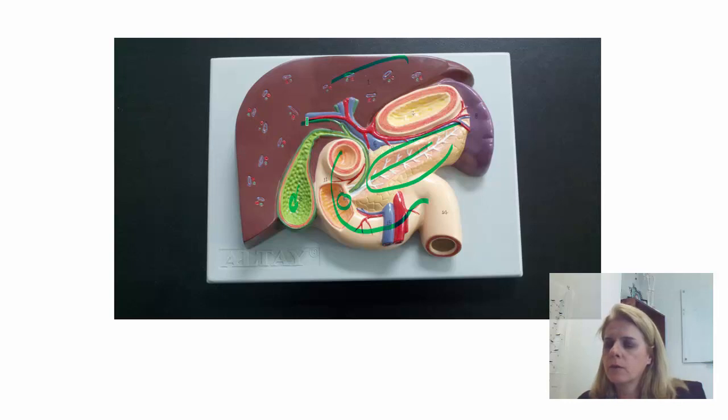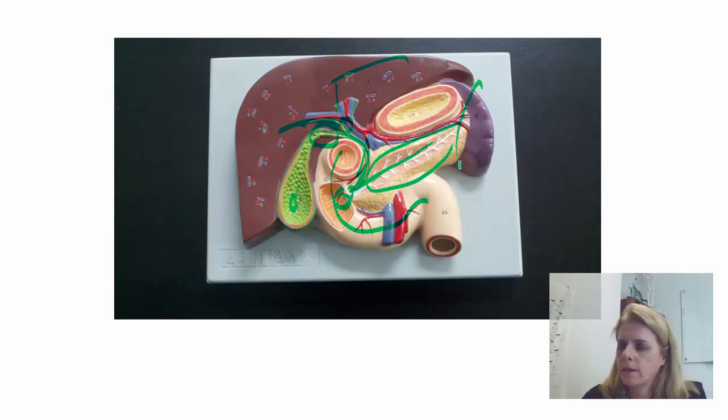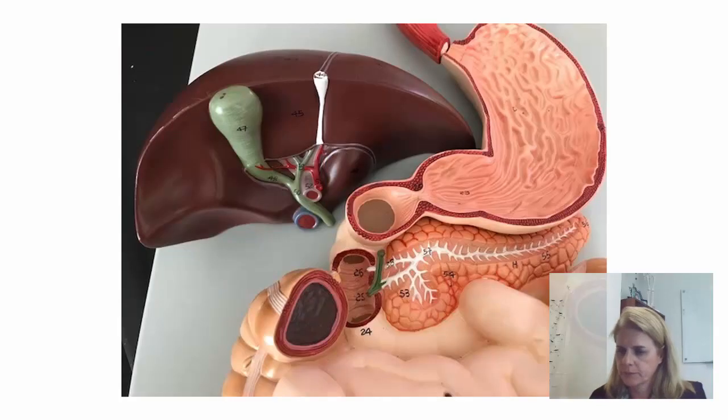Here's your right hepatic duct, and your left one's over here. They join together to form the common hepatic duct. The cystic duct and the common duct come together to form the bile duct. The bile duct and the pancreatic duct come together and empty out into the duodenum. And that's the spleen, not part of the digestive system, but that's what that is.